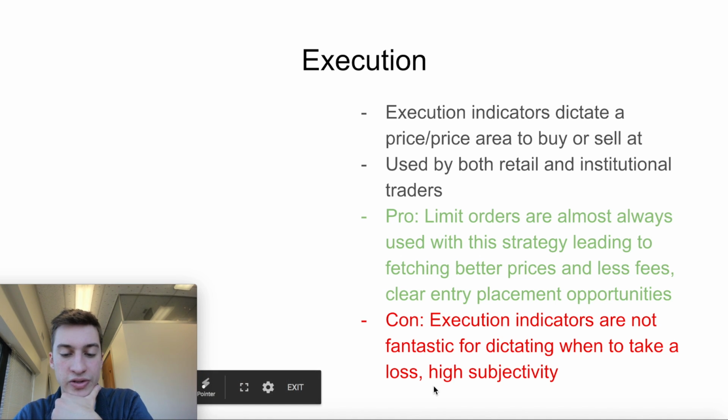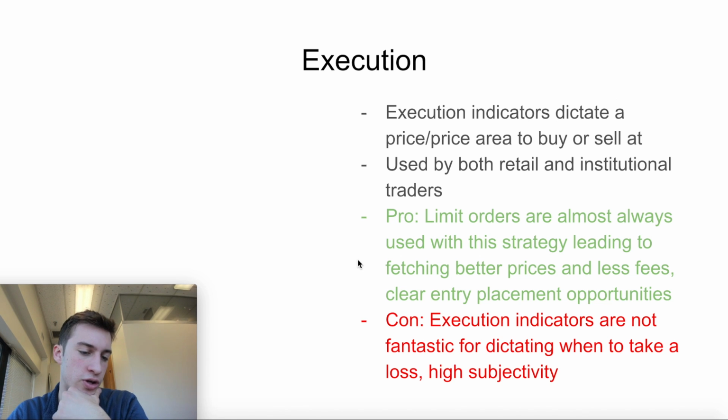Another issue with this is just overall subjectivity. How do you draw your volume profile? How do you draw your Fibonacci? What support and resistance matter? What points don't? There's a lot more subjectivity when it comes to this than when it comes to trigger indicators.